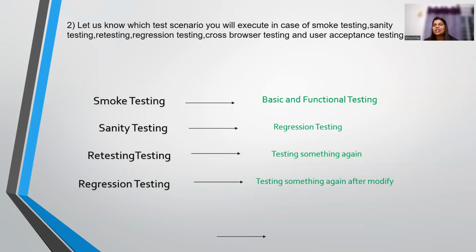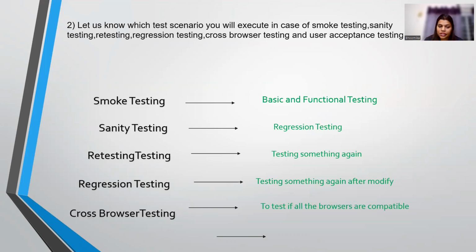So regression testing, as I told you, is where you test a thing and you find some error and you send it back to the developer, and the developer modifies it and sends it back to you. That modified one as well as the earlier one, I'll be testing again. So retesting something which is modified is called regression testing.